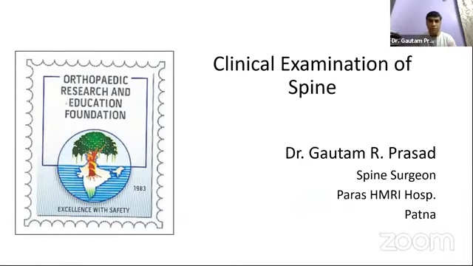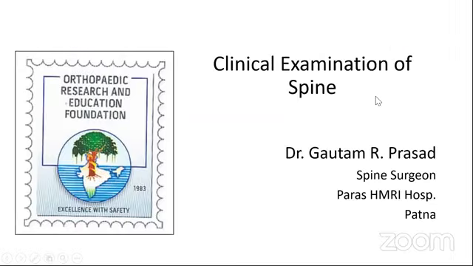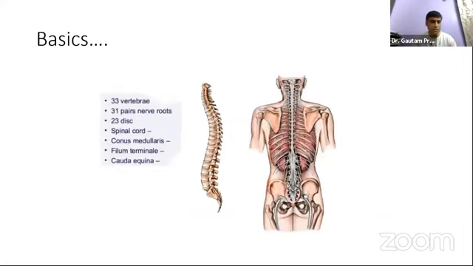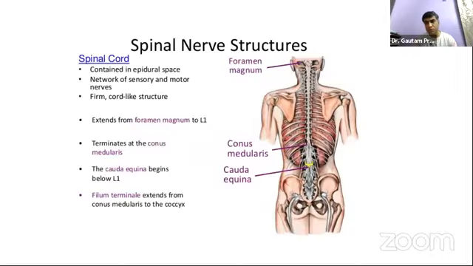So, clinical examination of the spine. The basic thing is that one sees what the mind knows. If your mind doesn't know what is right and what is wrong, we won't be able to judge whether we are doing the exact examination which is expected of us. So let's first go through the basics, because often we fumble in the basics, and that's where we go wrong. There are 33 vertebrae, 31 pairs of nerve roots, 23 discs, and the spinal cord extends from the foramen magnum up to the level of the L1, L2 disc. Below this, there is no cord as such.